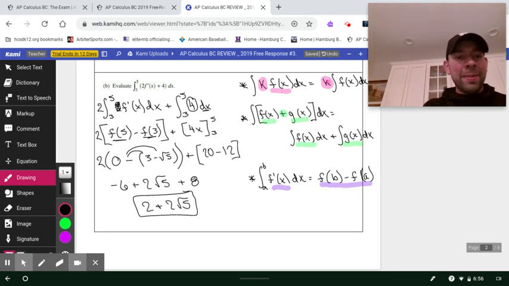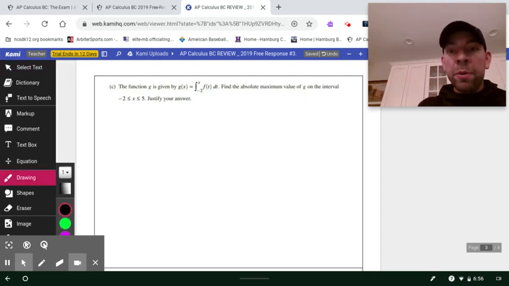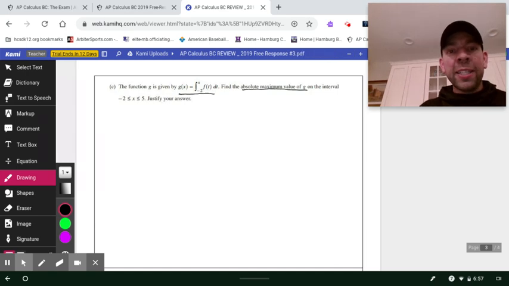Hope that made sense. All right, here comes part C. We're going to look for the absolute maximum value of g. G is this newly defined function right here. I like to call g an accumulation function.